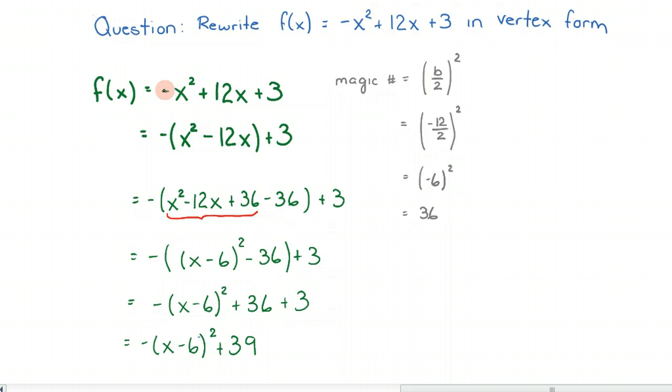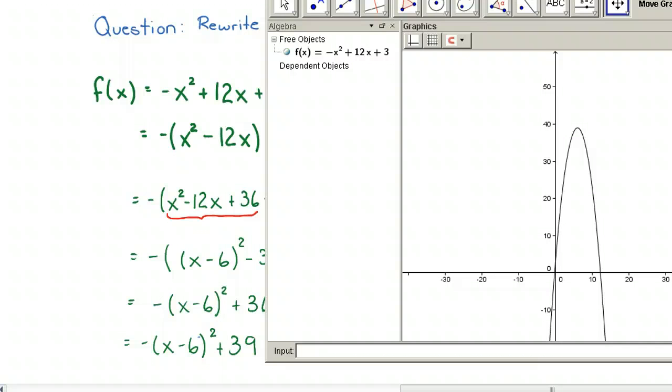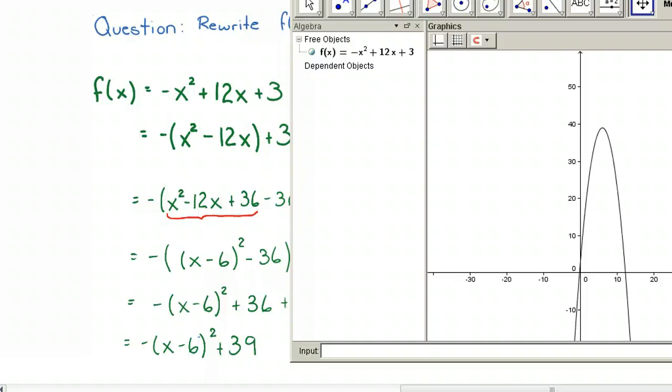Now let's pretend you were doing this and you wanted to check to see if this was right. Well, you have this wonderful tool called GeoGebra, and what I have here, let's see if I can slide this over just a little bit, is my function which I've graphed, negative x squared plus 12x plus 3. Remember, f of x here and here represent the same function, so the picture should be exactly the same. So what I'm going to do to check my work is I'm going to come into GeoGebra, I'm going to make a new function called g of x, and I'm actually going to type it in vertex form.